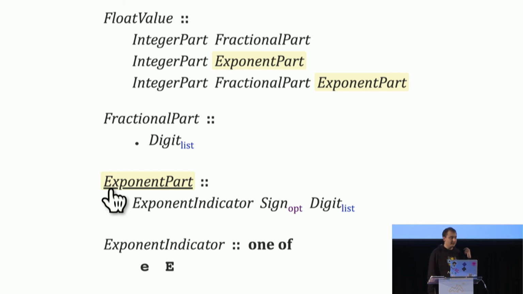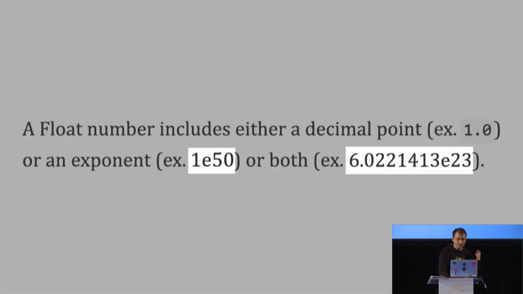The GraphQL spec has another really cool feature. If you put your cursor on some rule, it highlights all occurrences of this rule in other rules. So we can see it's used by float numbers. GraphQL also provides an example for that, so you can write numbers like that.